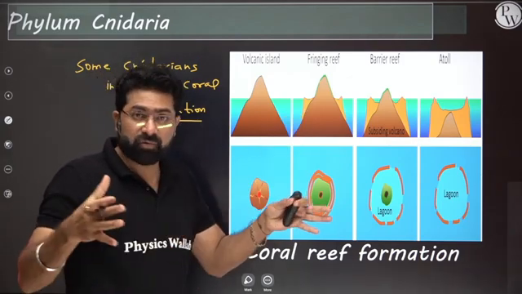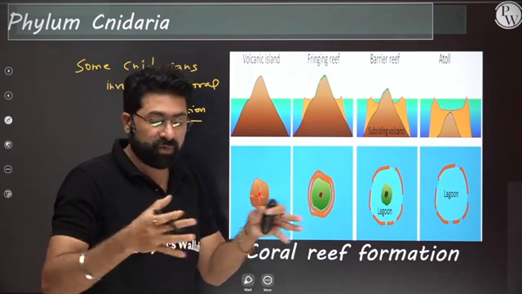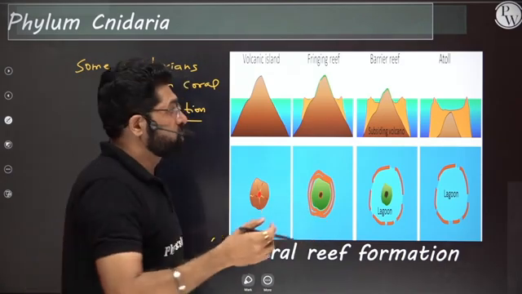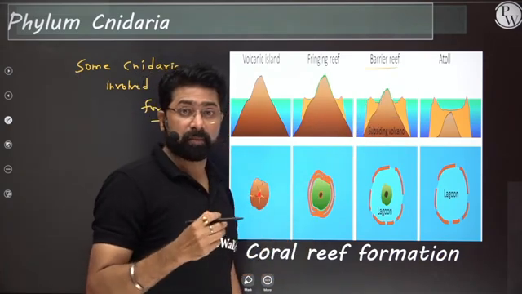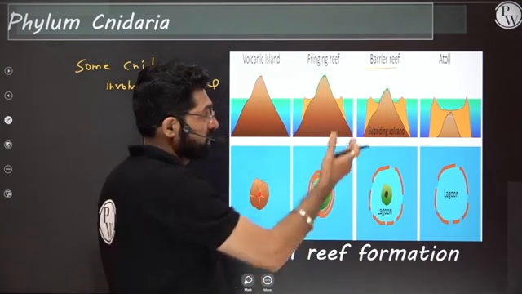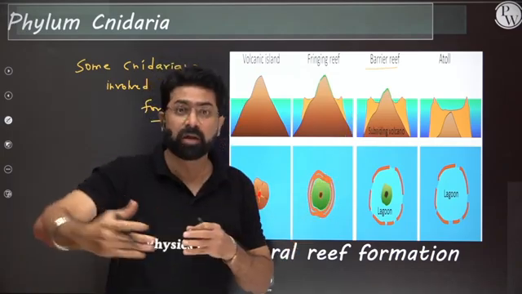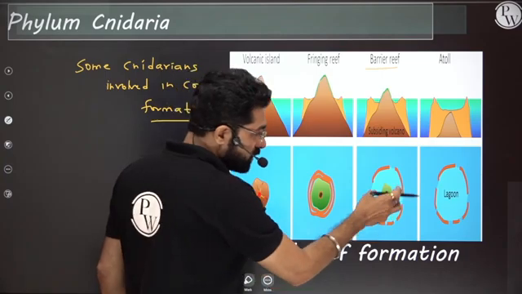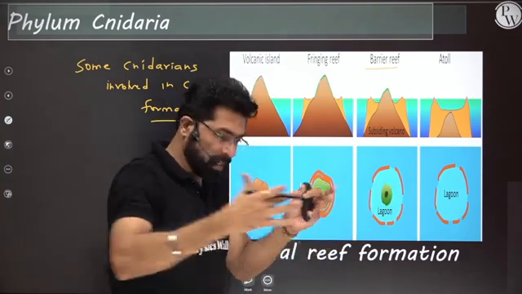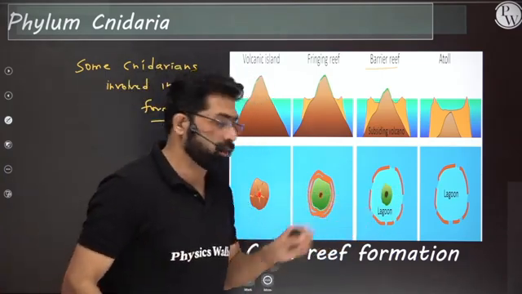But when it is very far from that shore region, that is called a barrier reef. For example, the Great Barrier Reef of Australia is an example of a barrier reef. It is very far from the shore. And there you see the water body, a bigger water body here, called a lagoon.